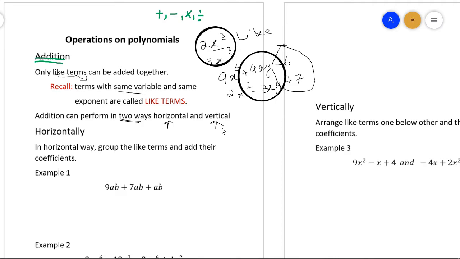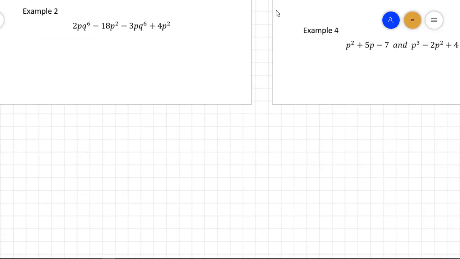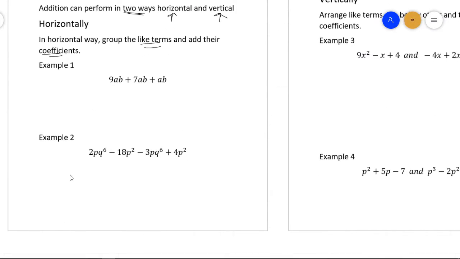Now we have to learn how we can add polynomials horizontally. In the horizontal way, what do you have to do? Group the like terms and then add their coefficients. We will learn it from an example. Move to the example. The first example is 9ab plus 7ab plus ab.